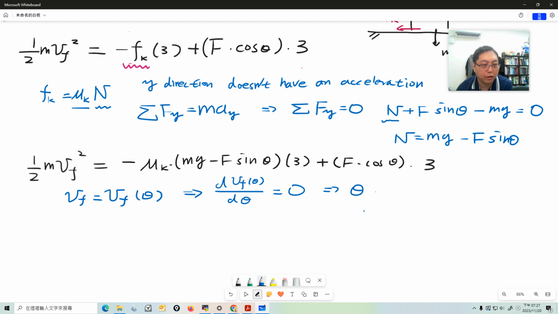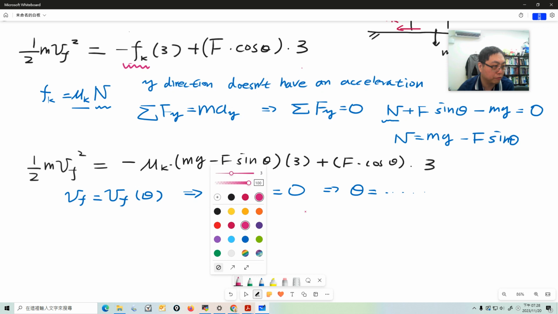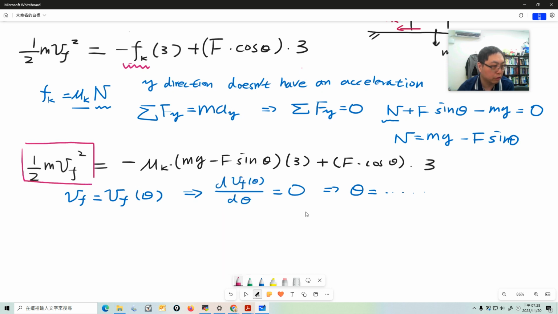And then you will find the theta is... Okay, but you already know that if you do algebra work, Vf will be a very complicated function of theta. This will make the problem much more difficult to solve. We just do a little trick to circumvent this difficulty. We just use the whole term, the kinetic energy, as the major function. So we just call it Kf. And Kf is a function of theta, right?